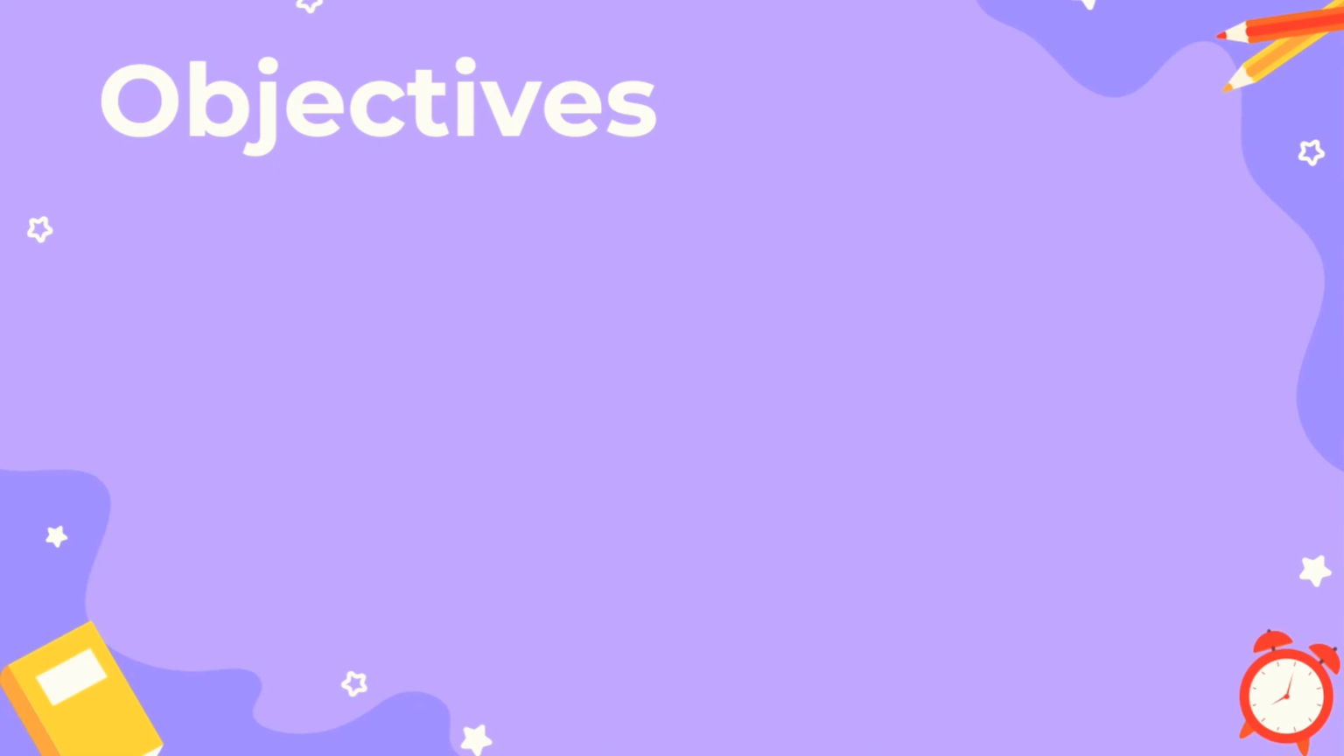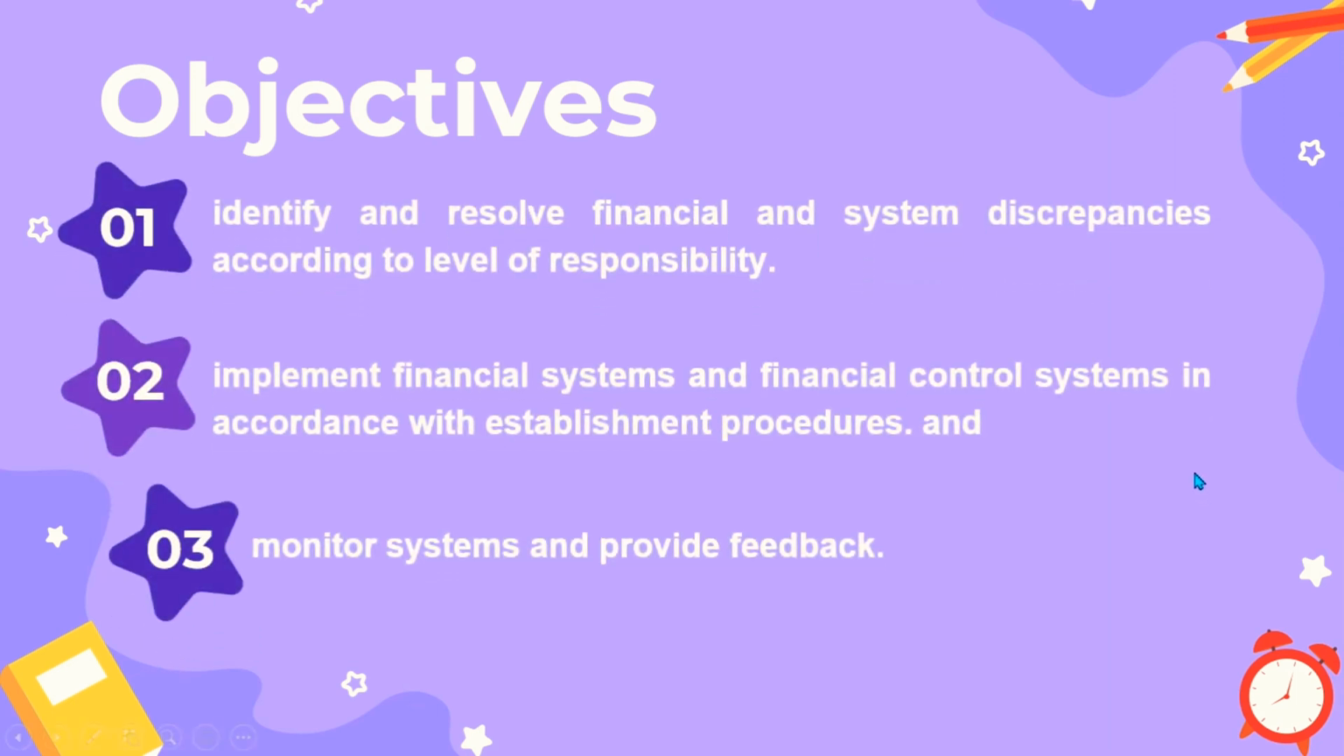Our objectives for today are the following. Number one is to identify and resolve financial and system discrepancies according to level of responsibility. Number two, implement financial systems and financial control systems in accordance with establishment procedure. And the last one but not the least, monitor systems and provide feedback.